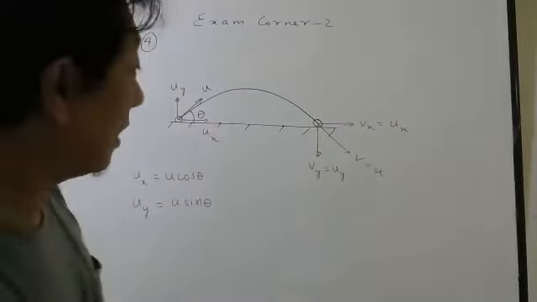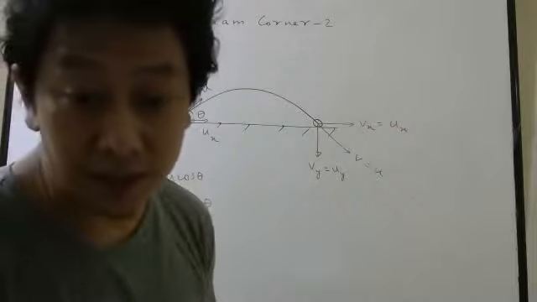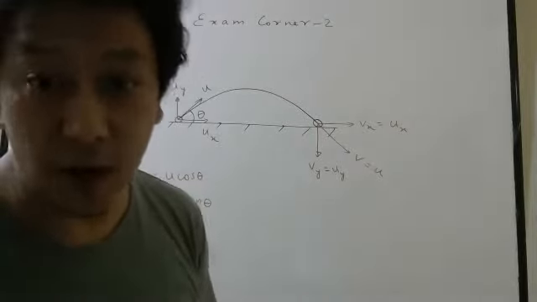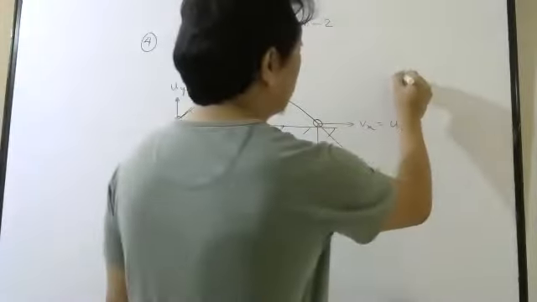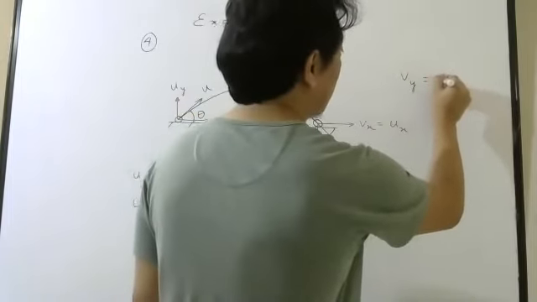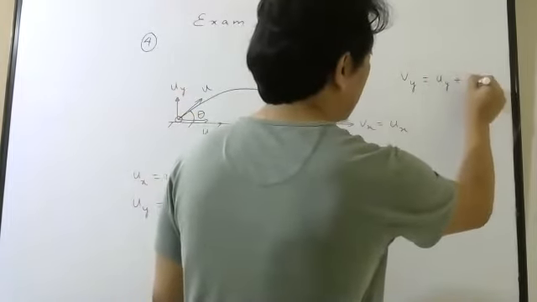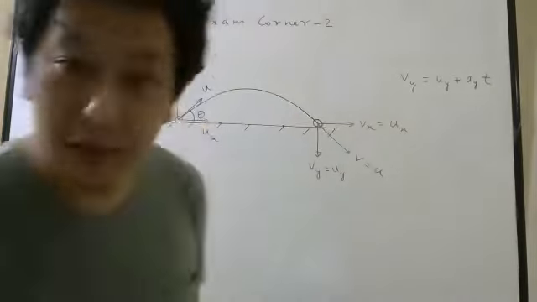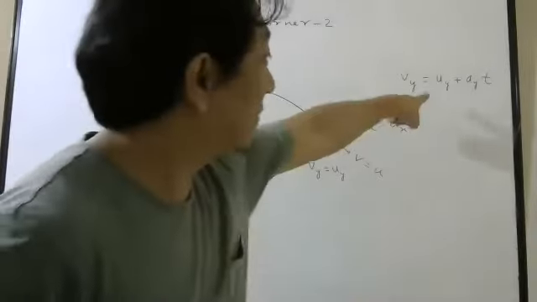Is it clear? Okay. Now let me try to explain to you mathematically also why it is the same. What was the formula for vy? vy = uy + ayt. Correct or not correct? This formula.